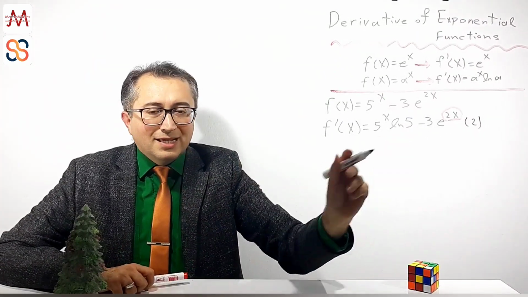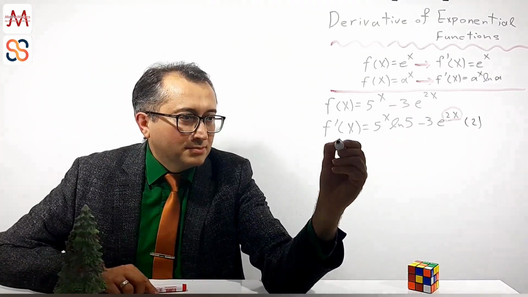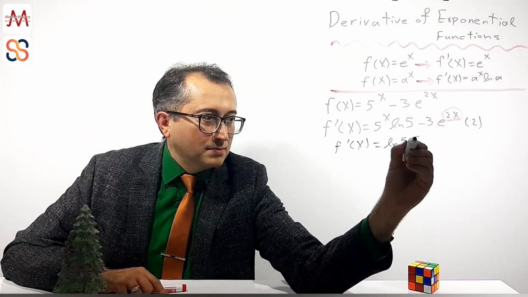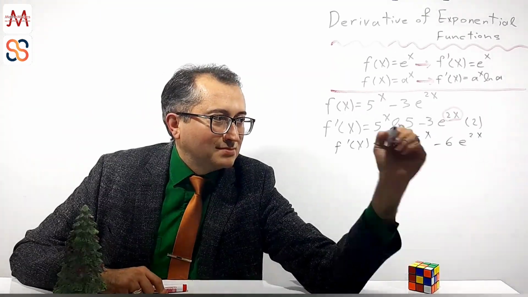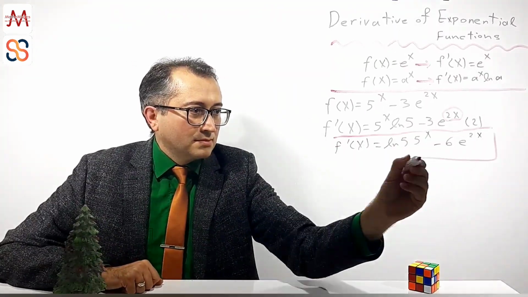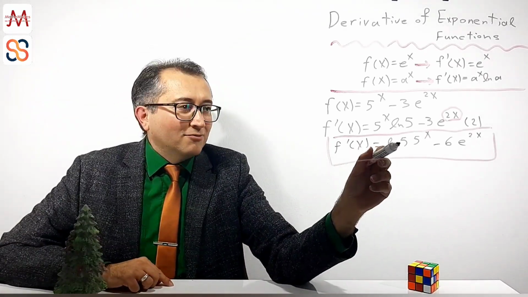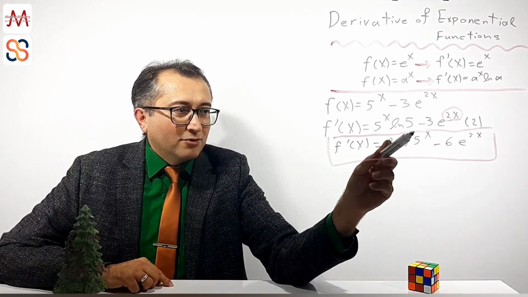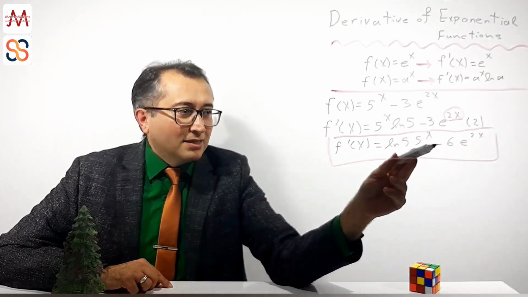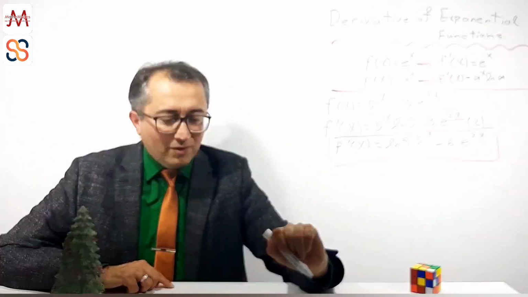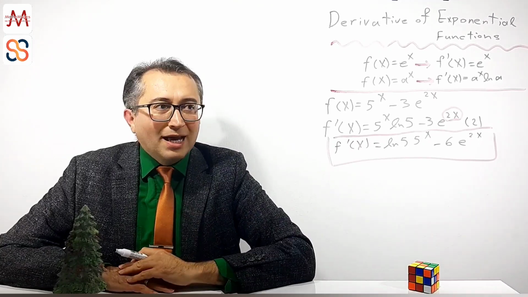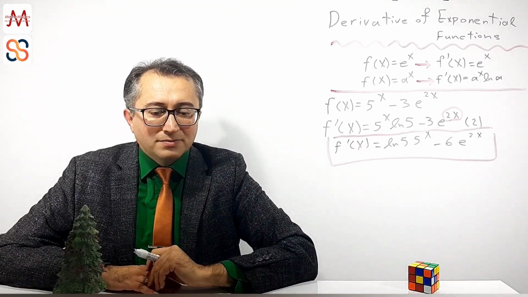Now let's clean the statement. F prime of x equals ln 5 times 5 to the power of x minus 6 e to the power of 2x. This is the final answer for this problem.